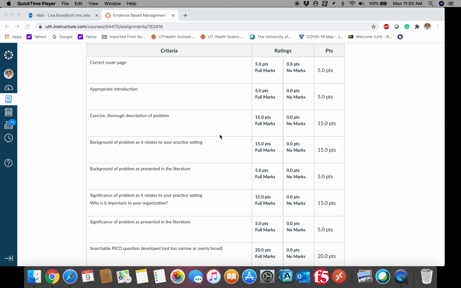So if I'm talking about ineffective leadership skills, then I'm going to start by saying something about how leadership skills are defined as A, B, C. Maybe what are some examples of good leadership skills? What are examples of ineffective leadership skills? So it's a very broad type of introduction or description of the problem.